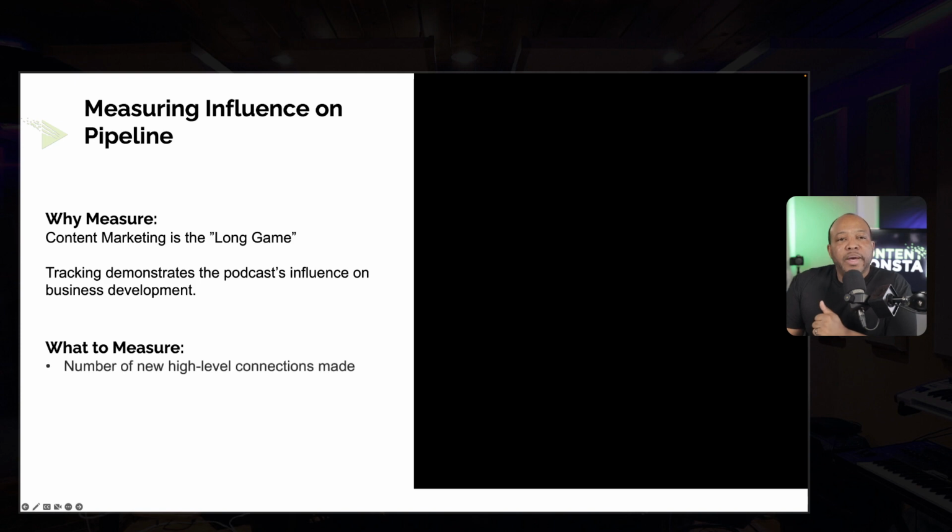So what do you want to measure? You want to measure the number of new high-level connections made. In other words, you're going to meet people as guests. You're going to have form fills from your podcast. You're going to have networking that happens through your podcast, whether it's your guest, your internal experts, your competitor experts, your competitors' customers even. Your competitors' customers can be a target as guests on your podcast. And you can measure that we have spoken to our competitors' guests and started that relationship.